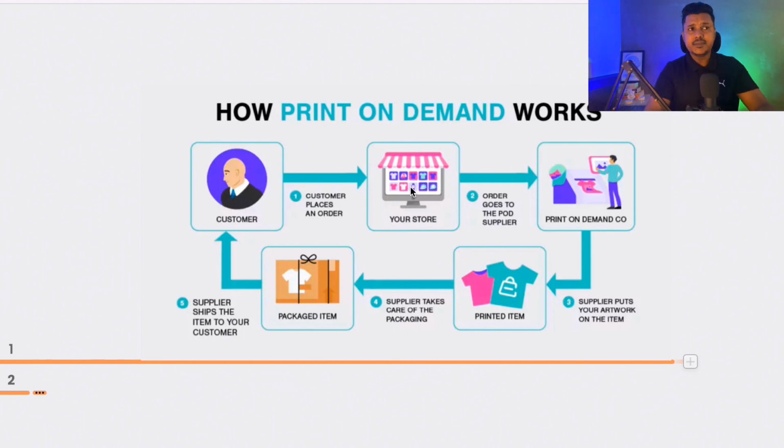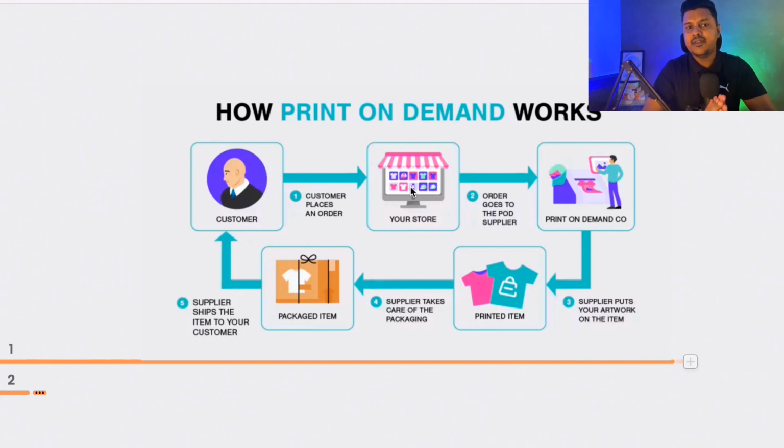So let's say you're selling a t-shirt for, let's say, $20, right? And let's say the supplier is charging you $10. That means you have a margin of $10. If you deduct the cost from the selling price, you'll get your margins, right? So that will be your profits. That's exactly how the print on demand business model works.